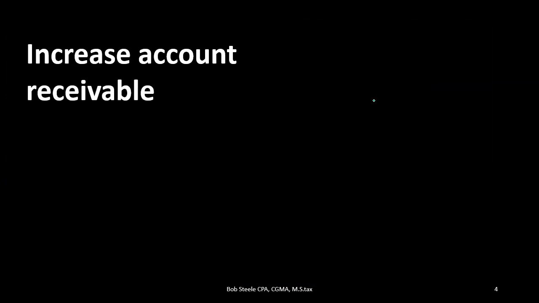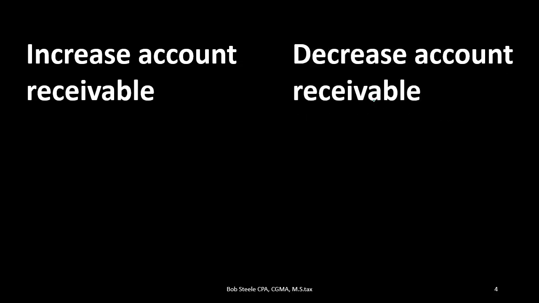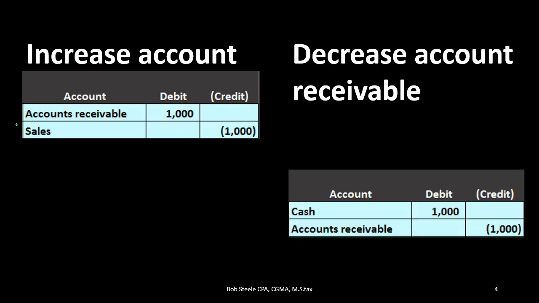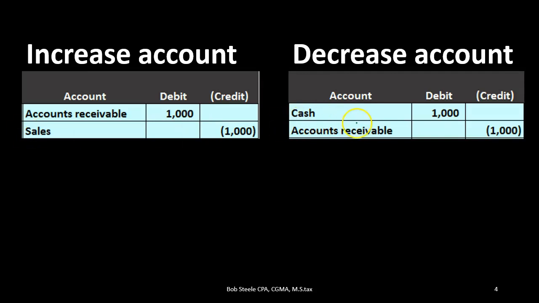So if we do that, then we would say, well, what are the journal entries related to accounts receivable? When does accounts receivable go up? When does accounts receivable go down? So accounts receivable goes up when we have a debit to accounts receivable, and typically a credit to sales when we make a sale on account, when we make a sale on credit. Accounts receivable goes down when we get paid on account, when cash goes up with a debit and we credit accounts receivable.